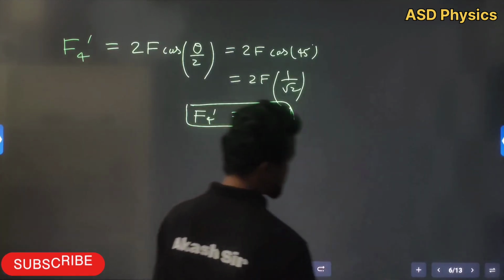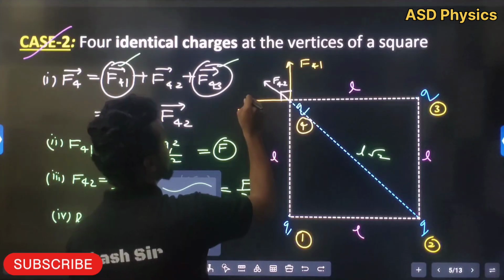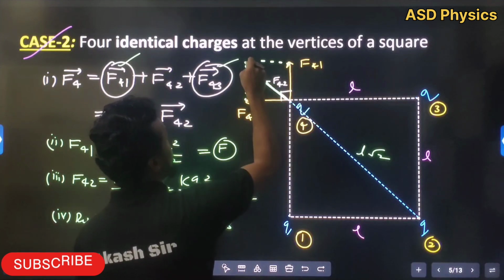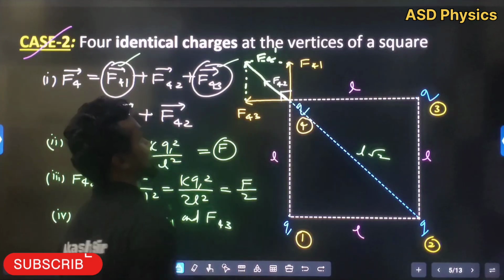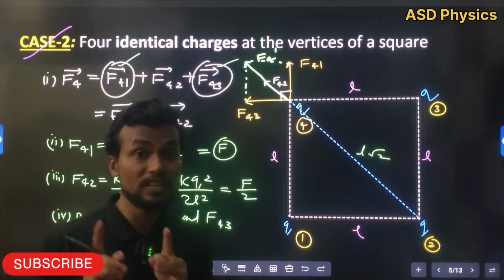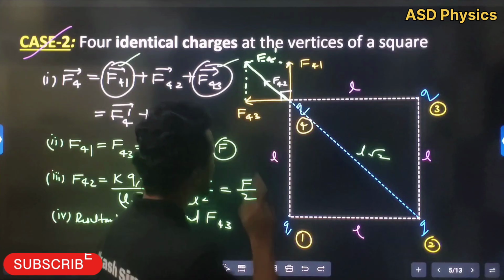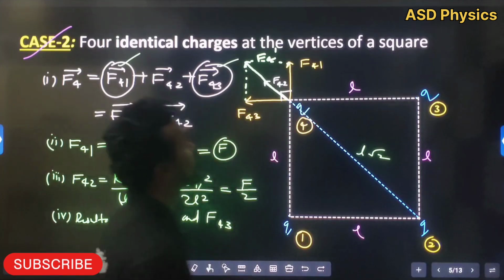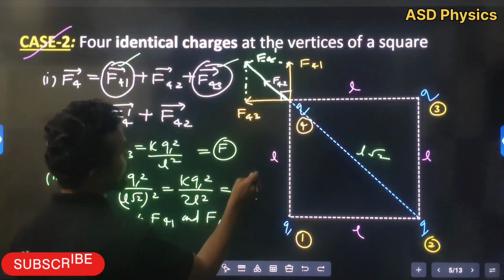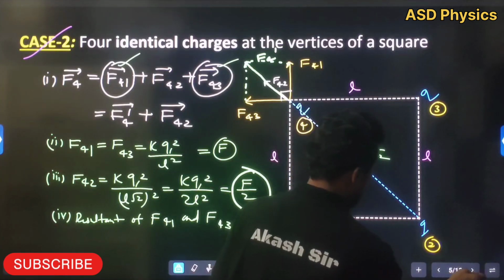Now where is this F4 dash? This F4 dash, students, we can just draw here. See, this is the F4 dash. Now you can see very well F4 dash and F42 are in which direction? Same direction. That means the angle between these two vectors is 0 degrees. So now we are going to find out the resultant of F4 dash and F42. F4 dash we have already got the value, and the F42 value is F by 2. Now we are going to use that.